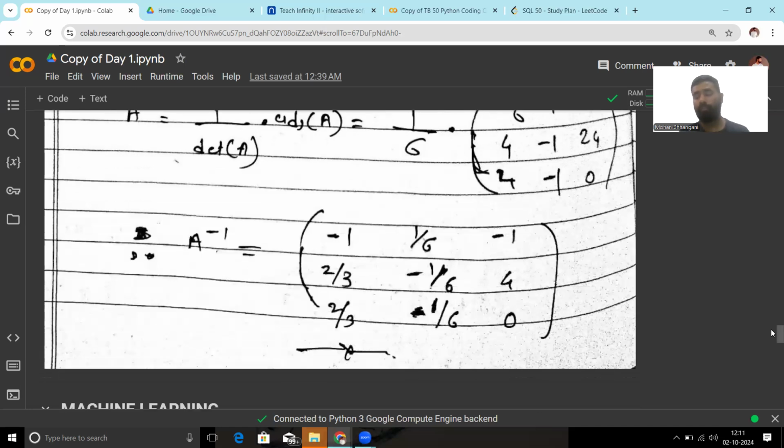So this is how we solve. I hope you understand. So we solved that problem, and there is the inverse of that matrix. Okay. So this is the portion I cover in the math section.